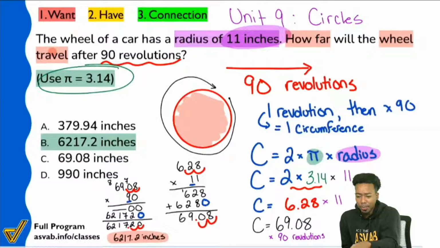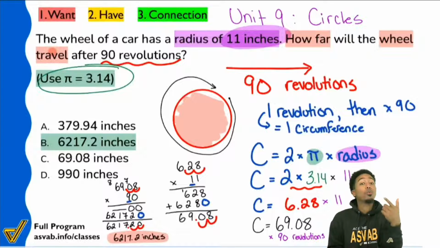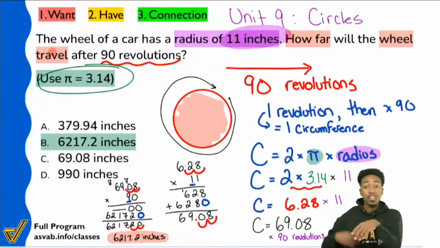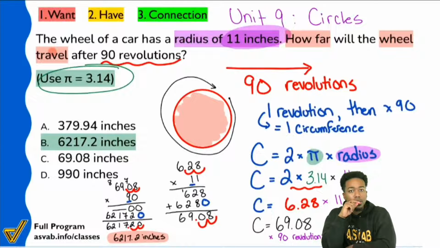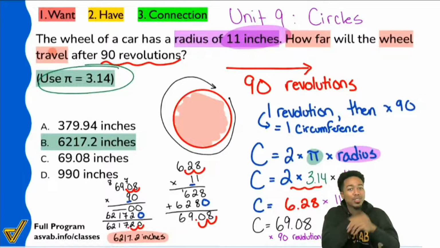Keep texting me. Yeah, so India, they're asking for more than 1 revolution. So if they just said, hey, how far does the wheel go after 1 revolution? That's just the circumference, 1 circumference. If they say, hey, the wheel turned 200 times, that's the circumference, 200 times. And so you would do that in that sense.